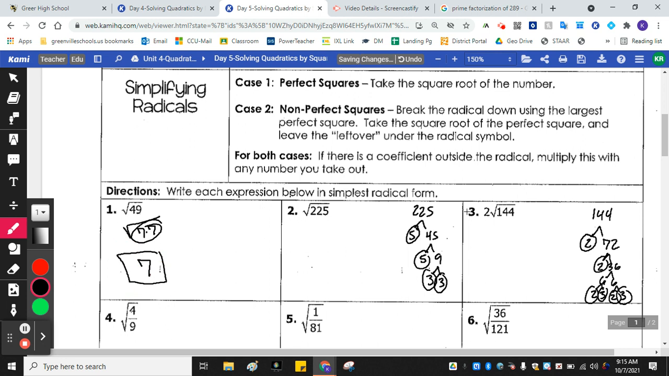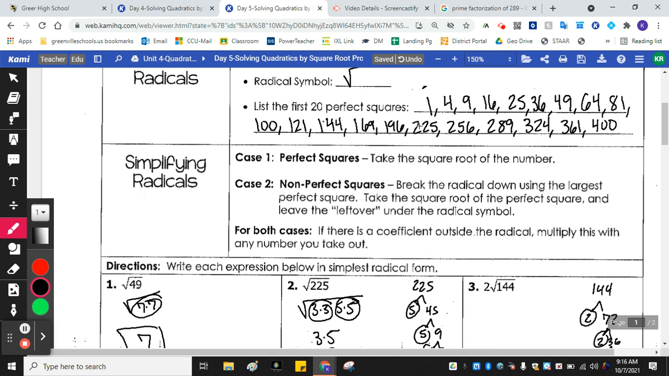I went ahead and did all the prime factorizations just to speed up this video a little bit. 225 breaks down to 5, 5, 3, and 3. Every 2, 1 comes out. Every 2, 1 comes out. So this is a 3 and a 5, so that's 15. So the square root of 225, which is on this list, so you know it's nice, is 15.